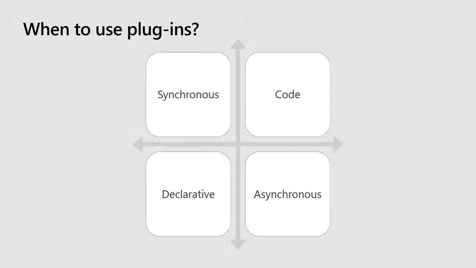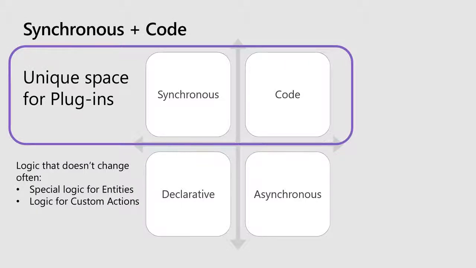Okay, so we dive into when to use plugins versus other capabilities. We can use this matrix to sort of separate them and describe them by synchronous, asynchronous, or code or declarative. So obviously, synchronous code is kind of the unique place for plugins. There really is no other capability that gives you the ability to have code that works in a synchronous operation.